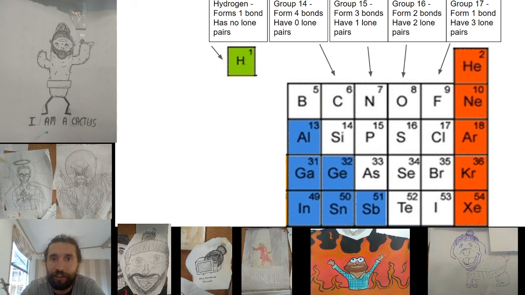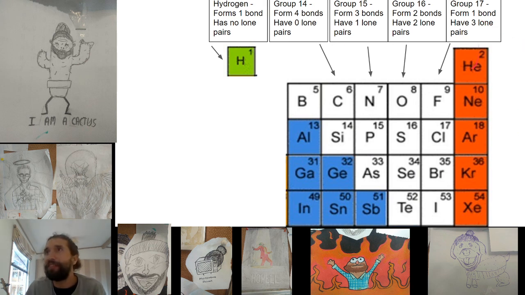Here's a little cheat sheet on how to remember how many bonds they form and how many lone pairs they have. So we'll start from the left. Hydrogen only has 1 electron, it wants 2 electrons, so it is just going to form 1 bond. It hasn't got any lone pairs. So hydrogen always makes 1 bond. We're going to move across to group 17 now.